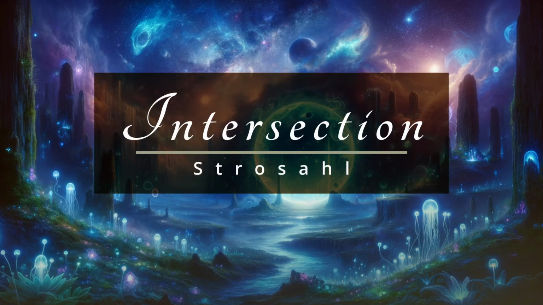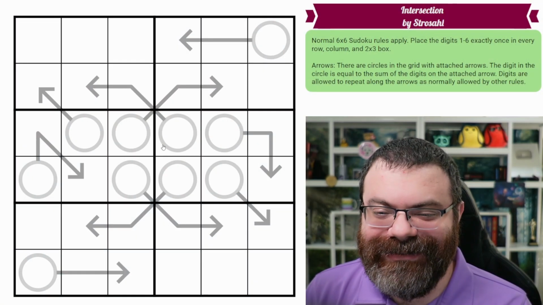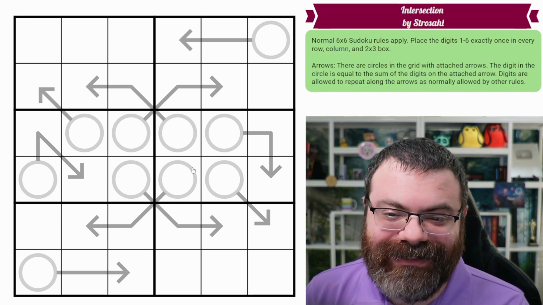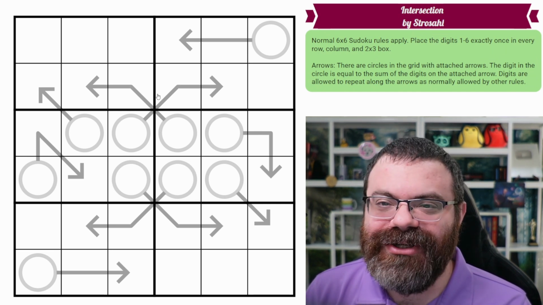Let's continue our Sudoku adventure with Intersection by Strosahl. So the grid looks quite busy. I can see why it's called Intersection. All right, so let's go over the rules.